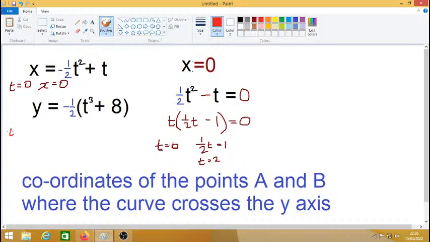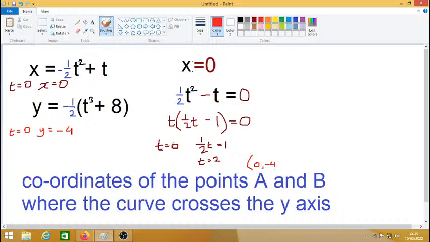So if t is 0, then what happens to y? Y would be equal to, let's do the brackets first, 0 cubed plus 8 makes 8, and then times that by minus a half, that would be minus 4. So that's one possible point. We've got 0 for the x coordinate, and we've got minus 4 for the y coordinate.